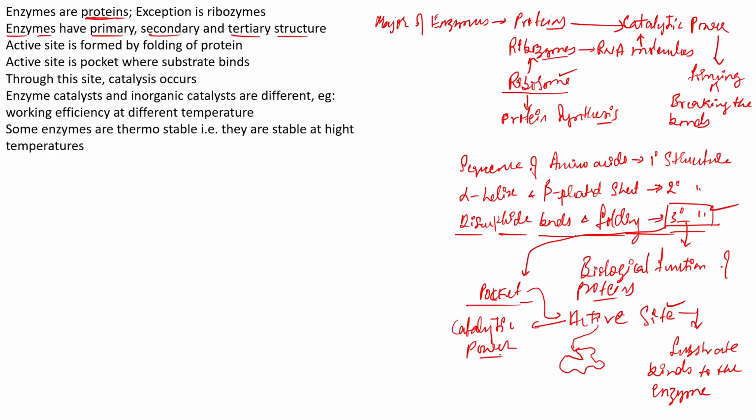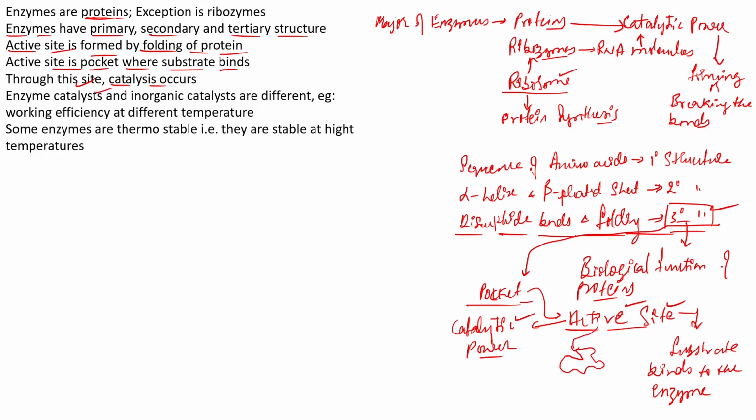So we can say that the part or the region of the enzyme that is having the catalytic ability or catalytic power is none other than the active site. Not the whole of the enzyme has the catalytic ability. Only the active site has this power. The active site is formed by the folding of proteins, and it is actually a pocket or a crevice where the substrate binds. Through this particular site, the catalysis actually occurs.